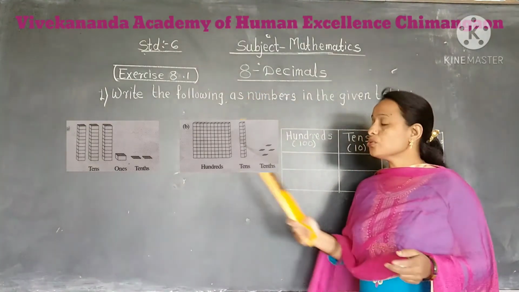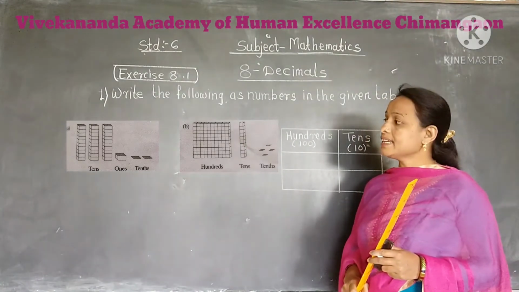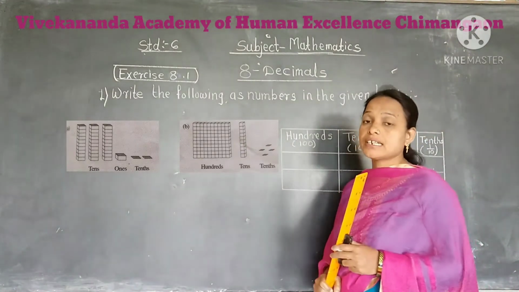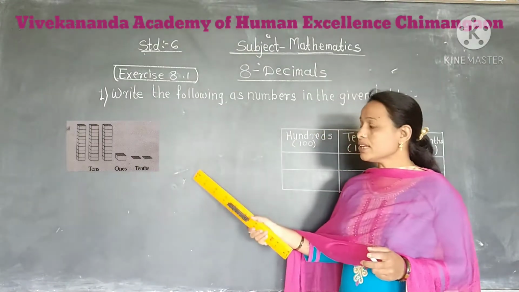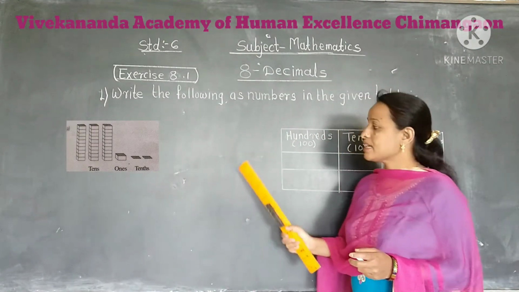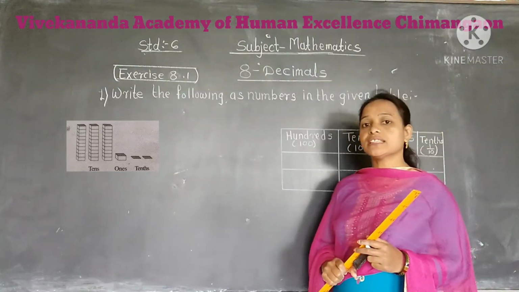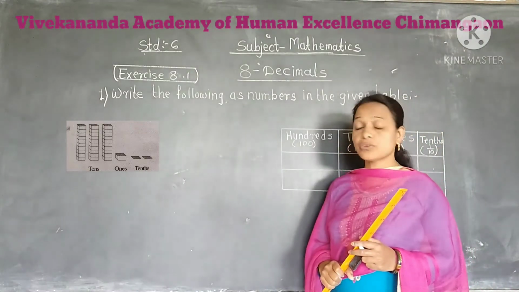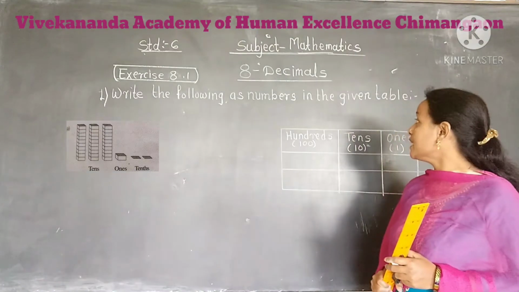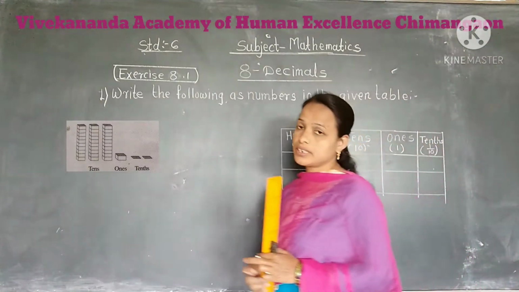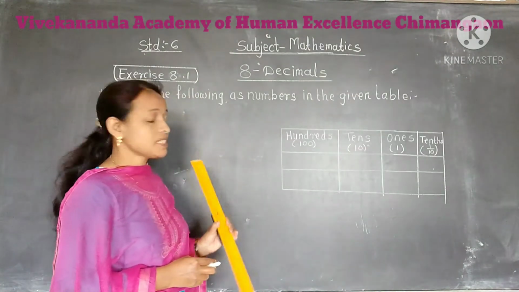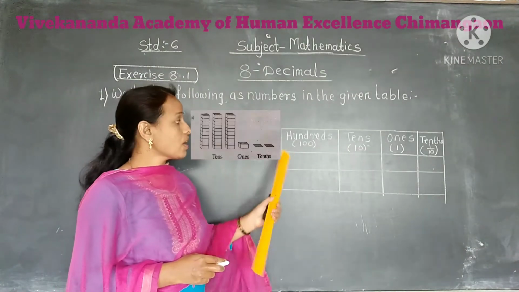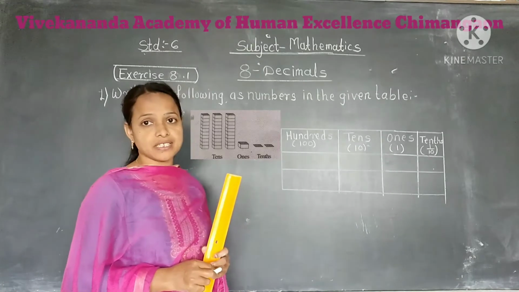So here two pictures are shown. In the first picture, there are three blocks of tens, one block of ones, and two blocks of tenths. So we have to represent this number in the given place value table, by putting each in the appropriate place.